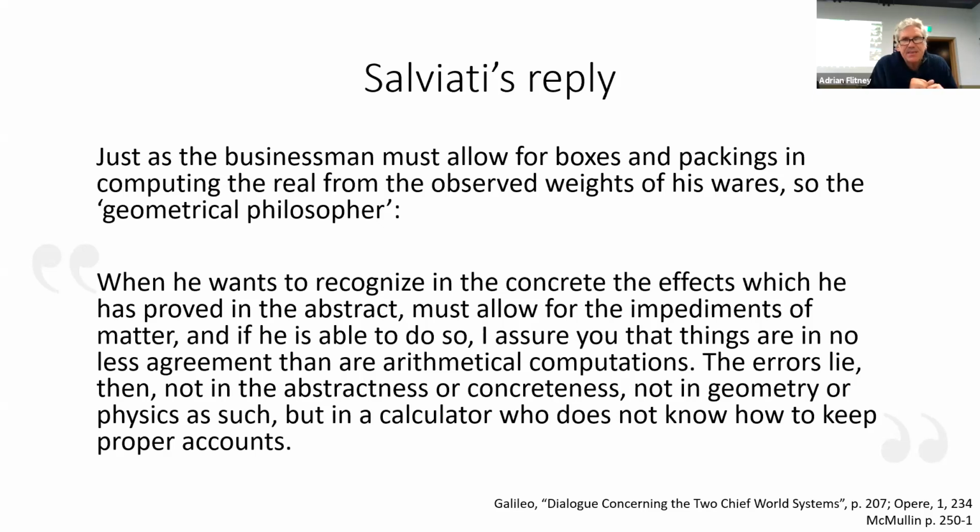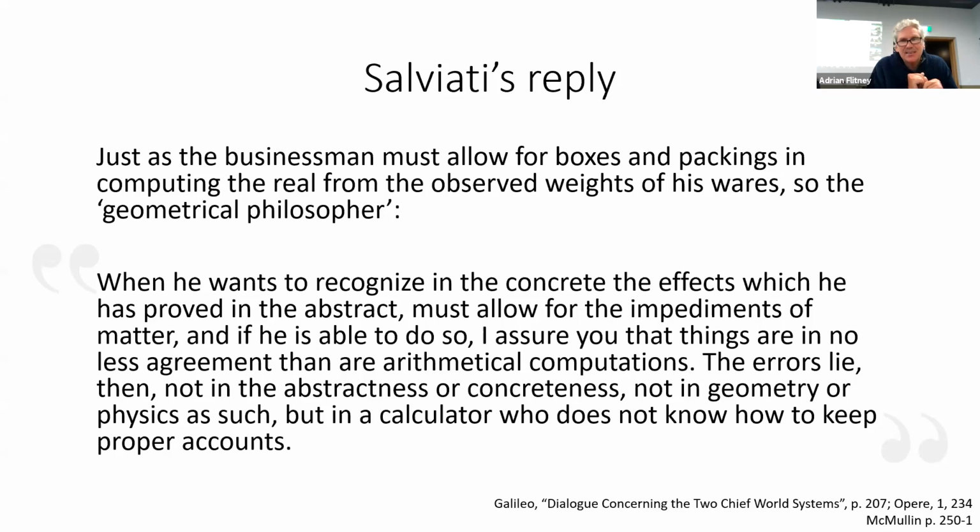Just like a businessman has to allow for boxing and packaging when reading the real from observed weights of his wares, so the geometrical philosopher, when he wants to recognize in concrete the effects which he has proven in the abstract, must allow for the impediments of matter. If he's able to do so, I assure you that things are no less in agreement than our arithmetical computations. The errors lie then not in the abstractness or concreteness, not in geometry or physics as such, but in a calculator who does not know how to keep proper accounts.